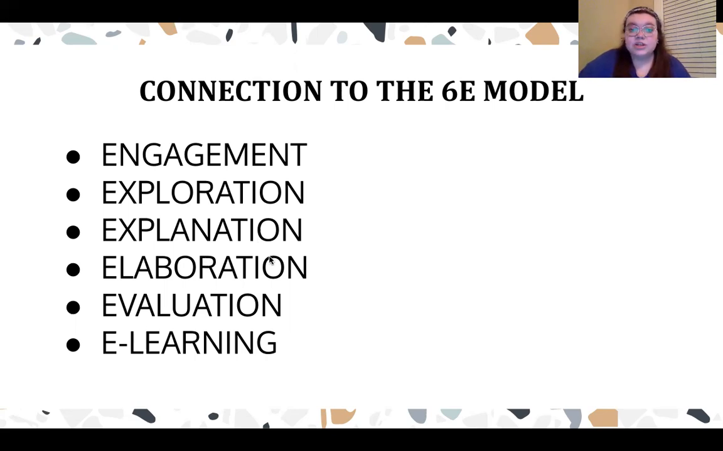Then elaboration, that goes hand in hand with this explanation. So students should be able to, at the end, write down those observations and those measurements that they've made. And like I said, teach it to someone new. Go home and teach it to mom and dad, or their siblings or whoever they live with. You want students to feel confident in being able to talk about it and make connections to the real world.